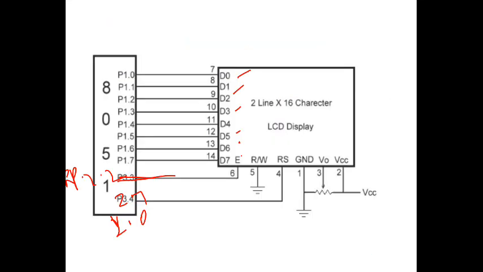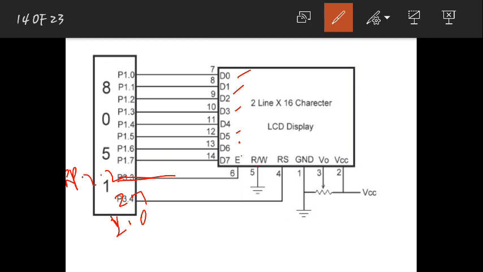R/W is connected to, don't connect it to ground, connect it to this 2.1. Then RS is connected to 2.0, this is 2.1 and this is 2.2. This is 2.0, this is 2.1, this is 2.2. That means port 2 0th bit, first bit and second bit, in that way they are connected.